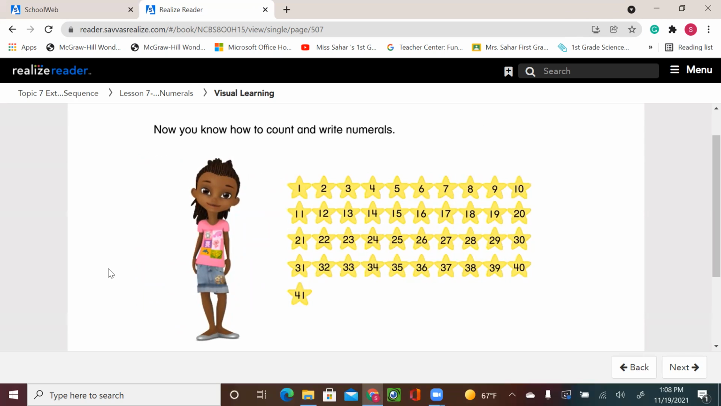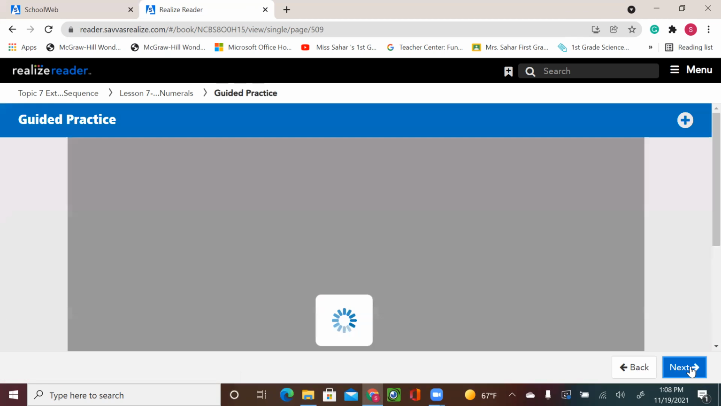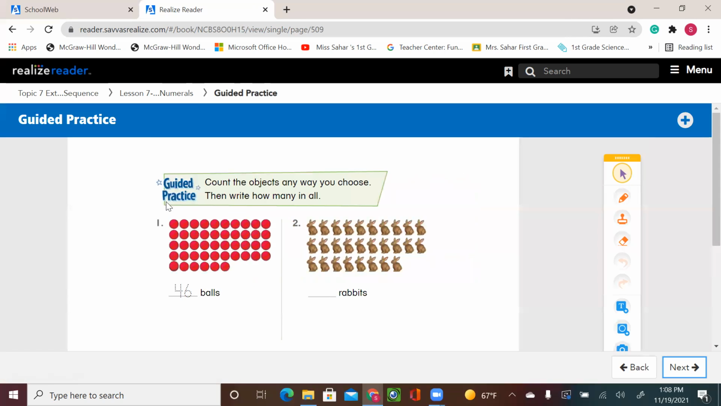All right. So let's see our guided practice, page 306. Count the objects any way you choose, then write how many in all. So we can count by 1 all the way to the end, or we can make sure that each row gets 10 and then we count by 10. So let's see how many we have in each row. 1, 2, 3, 4, 5, 6, 7, 8, 9, 10. That means each row has 10 balls.